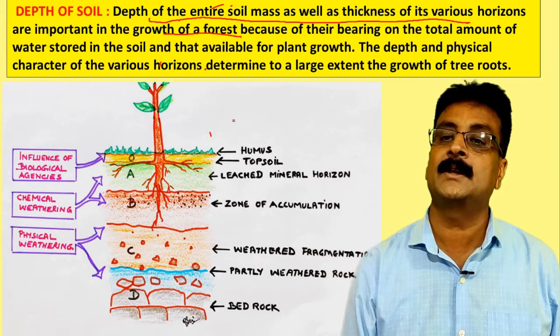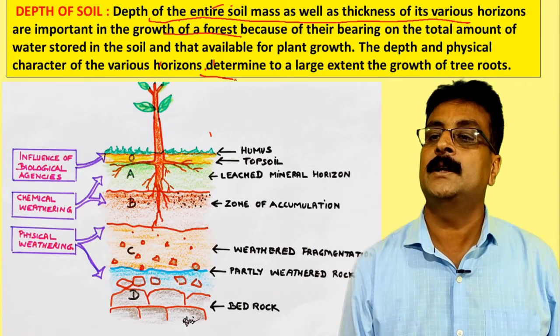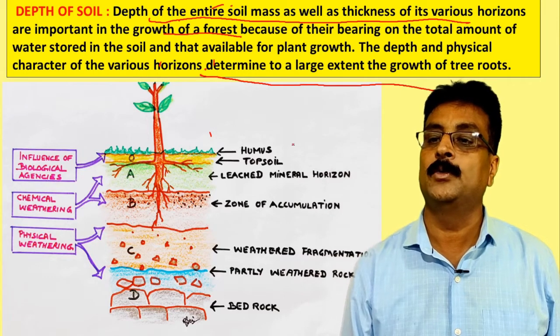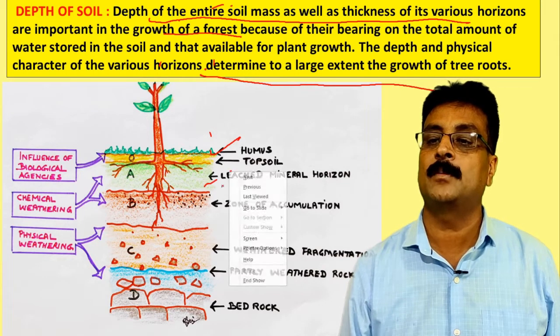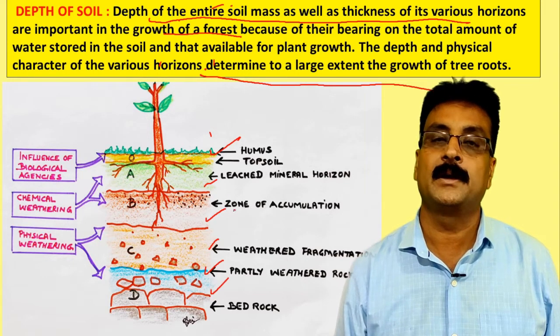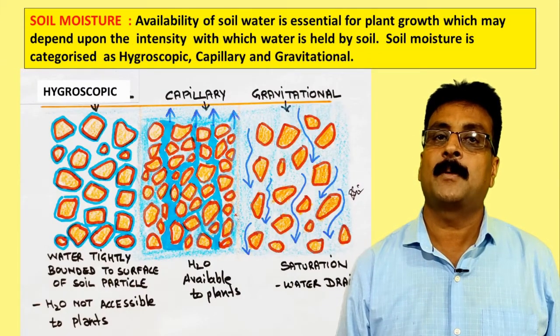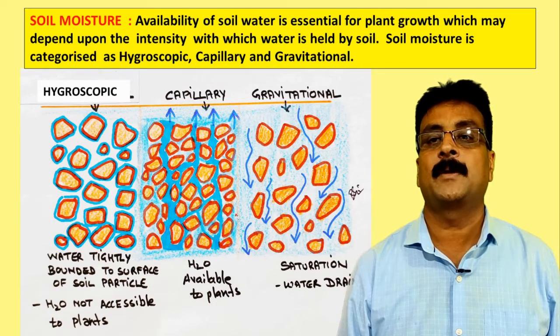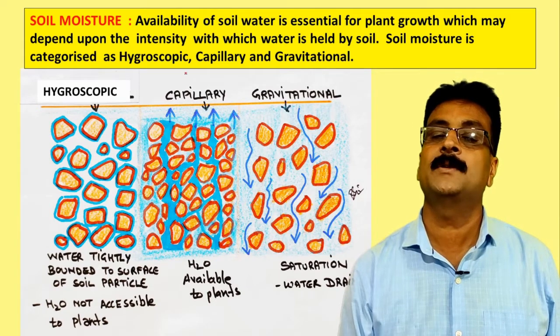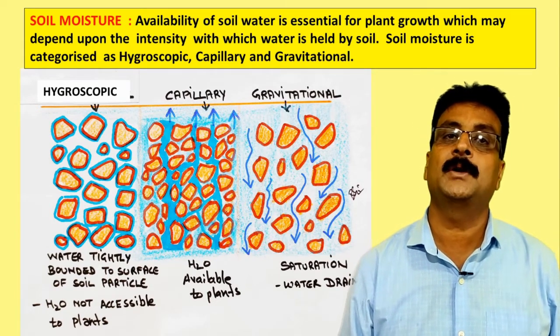So the depth and physical character of the various horizons determines the growth of a tree root. You can see these are the different soil profiles here. And then let's come to the physical property. Under physical property we have soil moisture. Now soil moisture means moisture available to the trees.